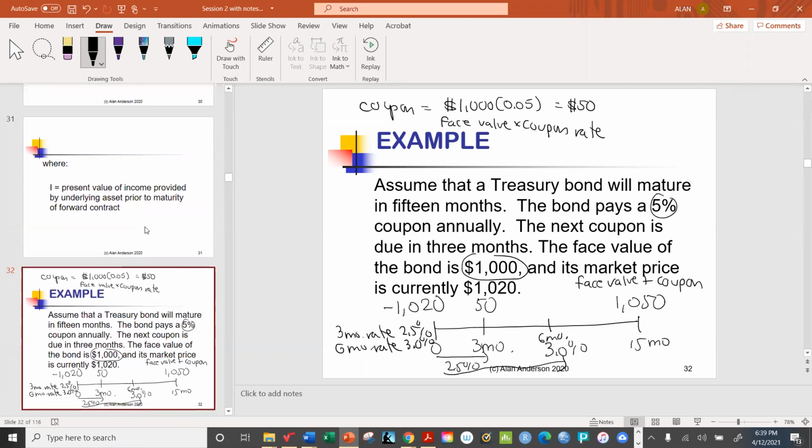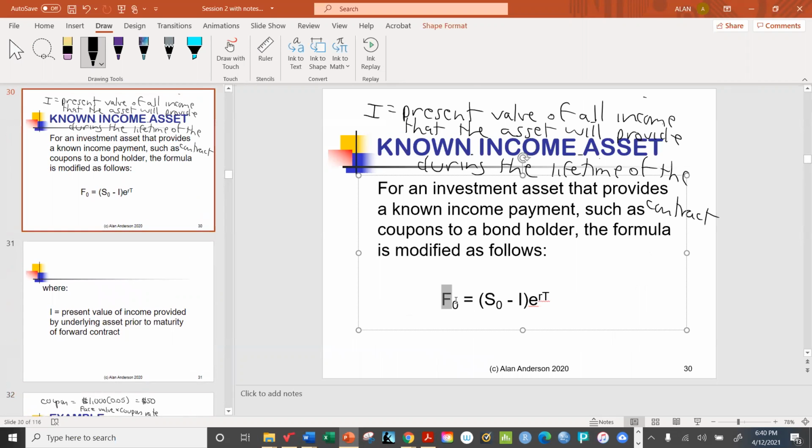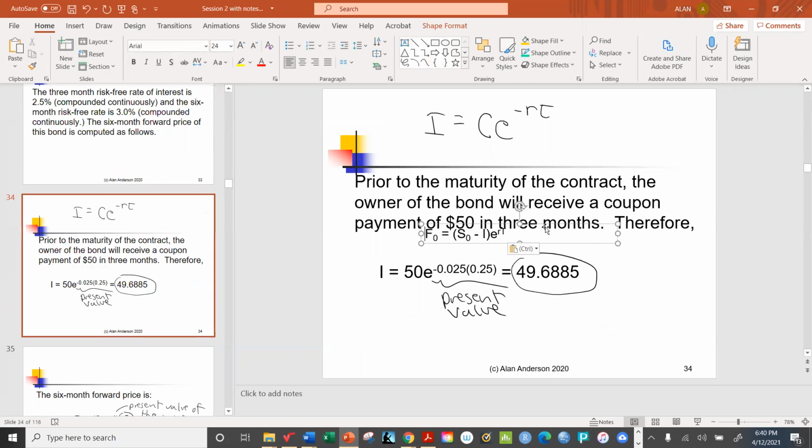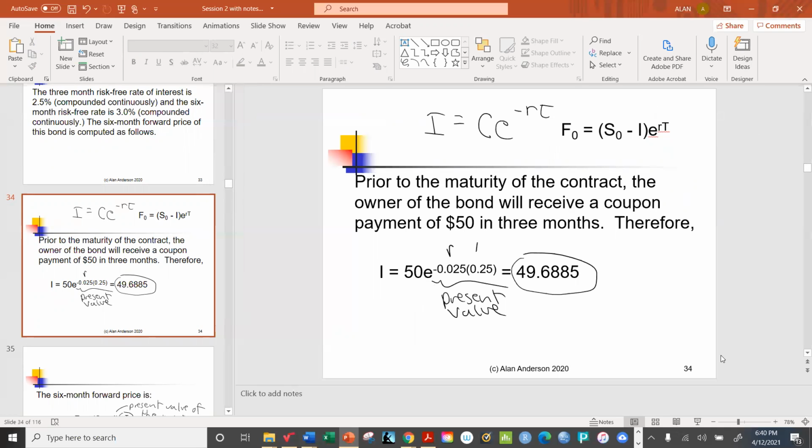So if you recall in the formula, we have this. So we copy it down here so we can see it wherever we go. Okay, so we now want to calculate the I. So the I is the present value of that coupon payment. And so when we plug these numbers in, we've got 50 e to the minus 0.025, which is the 3-month rate. T is 0.25 because 3 months is a quarter of a year.